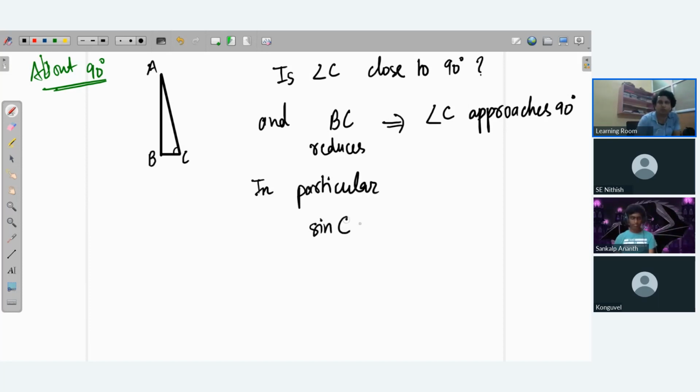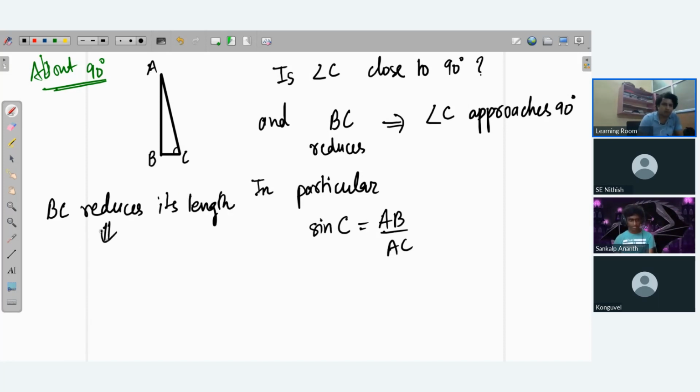Generally, what should sine C be? AB by AC. Now you tell me, if the length of BC reduces, what can you tell about the AB and AC ratio? AB will remain the same. AC will become shorter and shorter.